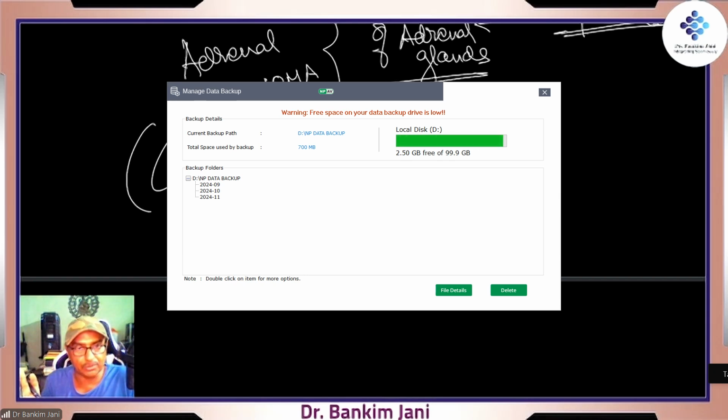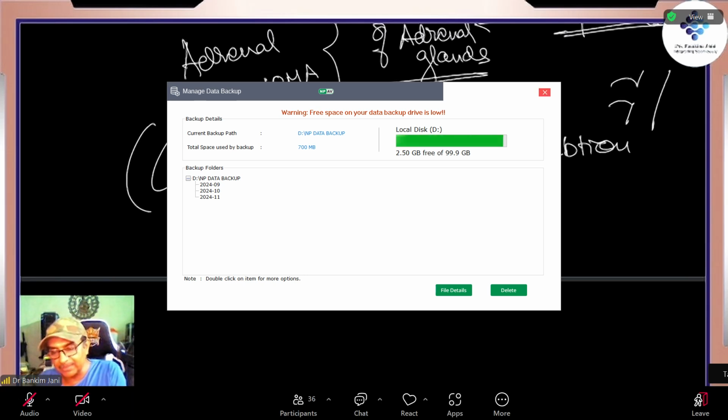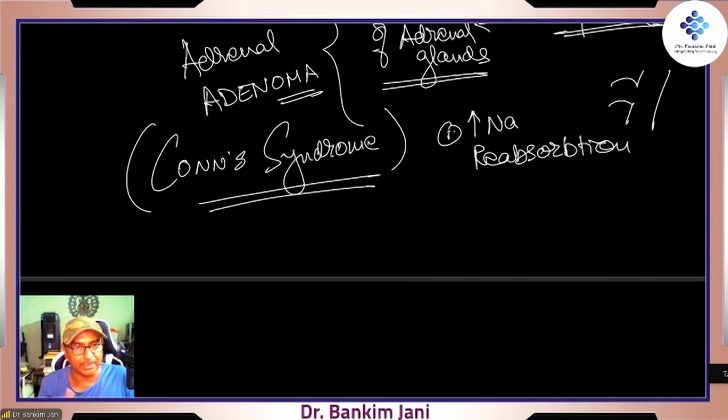Aldosterone will be affecting those distal nephrons, that is, the distal convoluted tubule and the collecting tubule. And what will it say? It will say sodium should not go out. It will take the sodium back. So there is increased sodium reabsorption. This is the aldosterone effect. If it is taking the sodium, then the water will also be taken back. So that is increased water reabsorption.